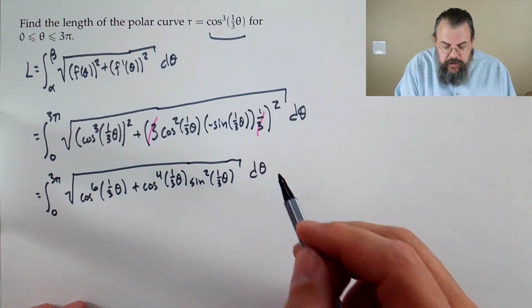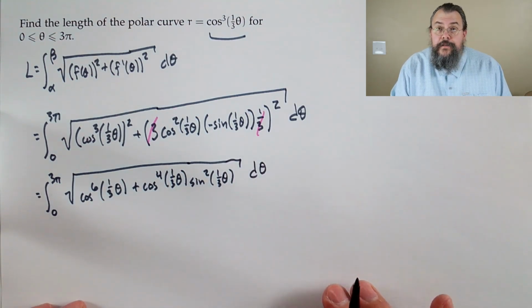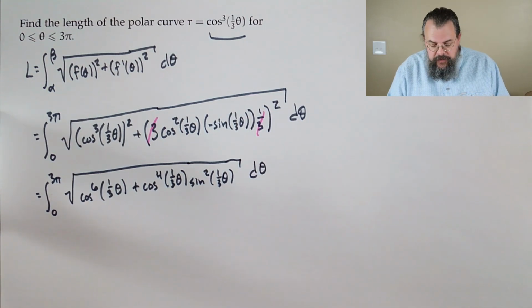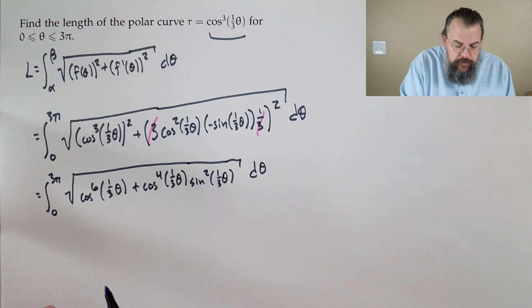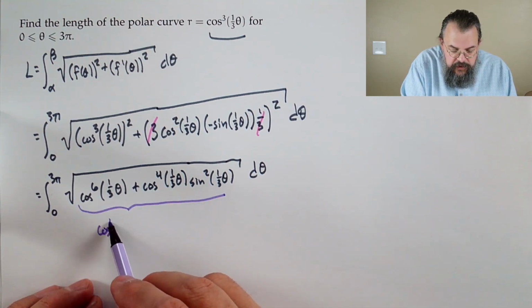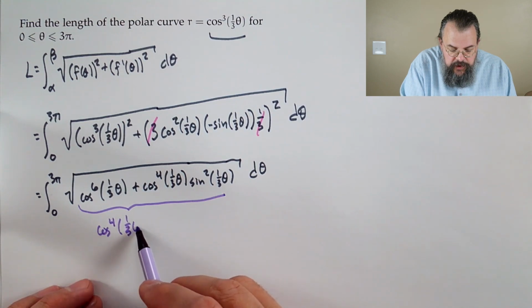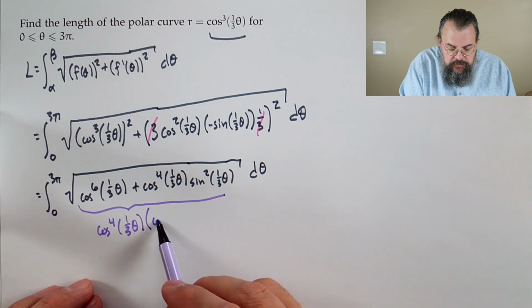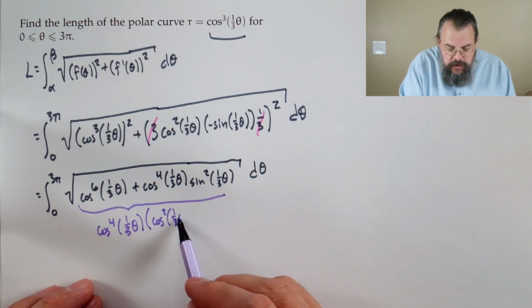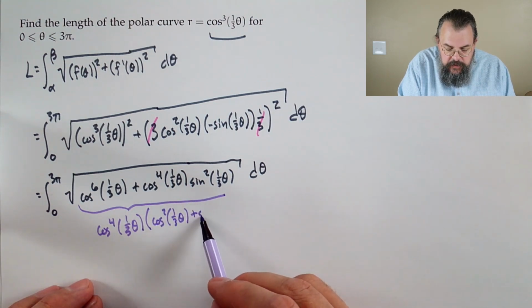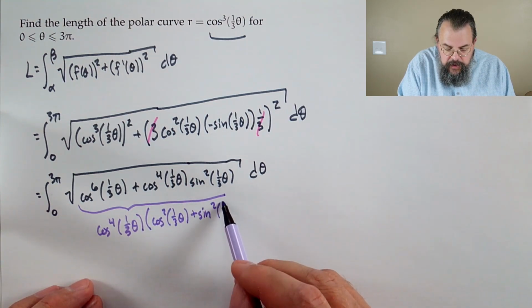All right, good. Now, from here, we say, these have things in common. So let's focus on cleaning up the inside. Looking at this, they both have a bunch of cosines, so we could pull out some cosines. So cosine to the 4th, 1/3 theta. And then we'd be left with 2 cosines from the first term. And then from the second term, we have 2 sines. So cosine squared plus sine squared.